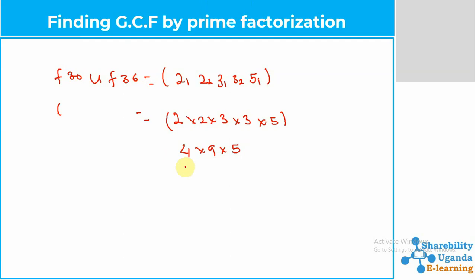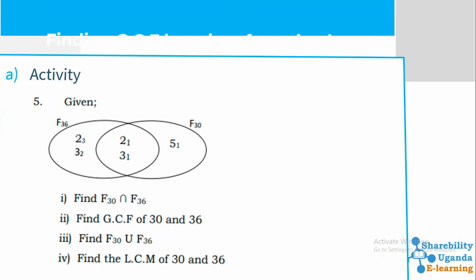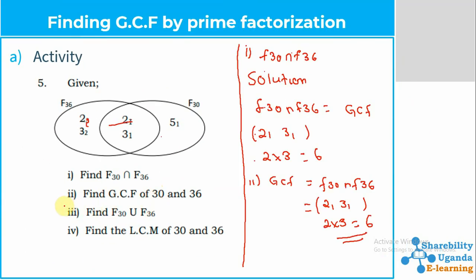Times 5. So that's where we are going to get a number. When you multiply this, we should also be able to come up with our answer, 180. So this is going to be our number, Roman numeral 3.